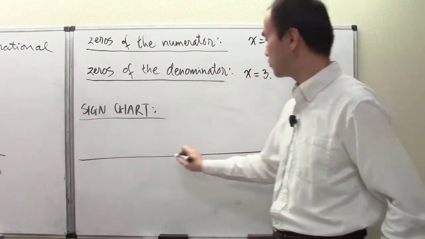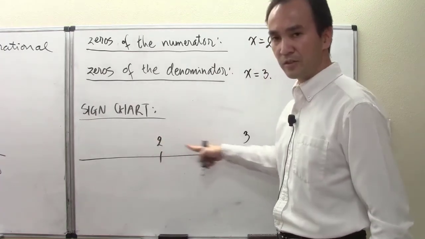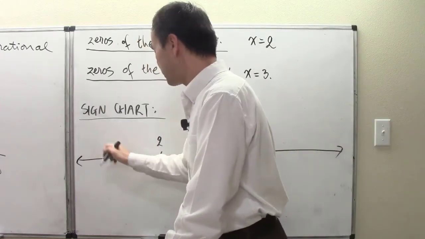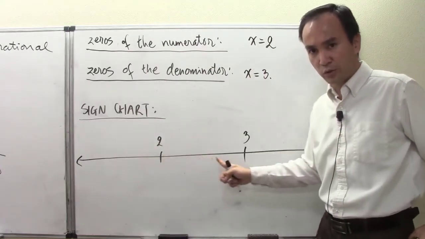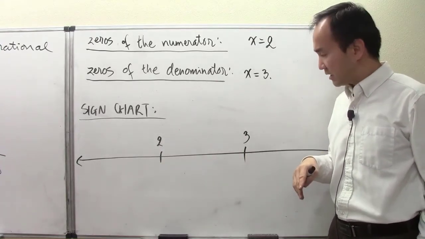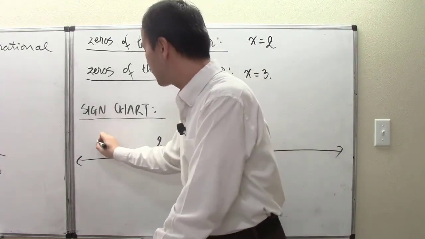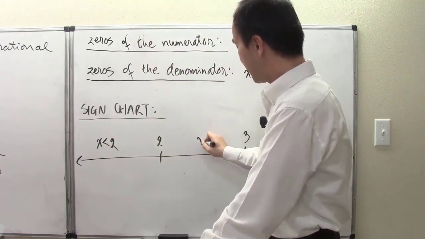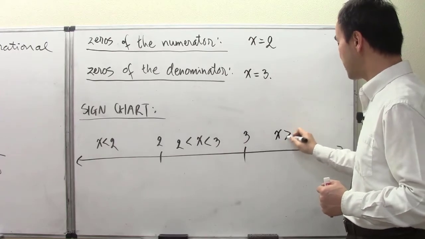We have 2 values, arranging these on the line of numbers from left to right: 2 comes first, 3 somewhere to the right-hand side. Naturally our entire line of real numbers is broken into 3 separate intervals. The first interval is any x value less than 2. The second interval is any x value between 2 and 3. And the third interval is any x value greater than 3.